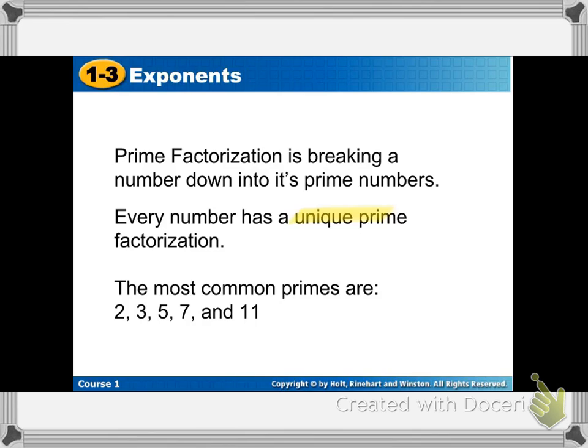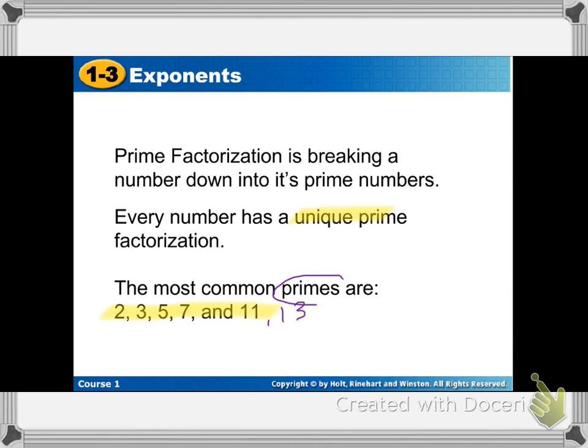An important thing to keep in mind are these 5 common primes, because these are the ones that you're most likely to see, and this at least gives you a starting point if you get stuck and you're not sure how to start breaking a number down. Another one that I always like to include, however, is also 13, because 13 is pretty common when you're a 6th and 7th grader. But for the most part, 2, 3, 5, 7, and 11 are the ones that you're going to see most frequently.